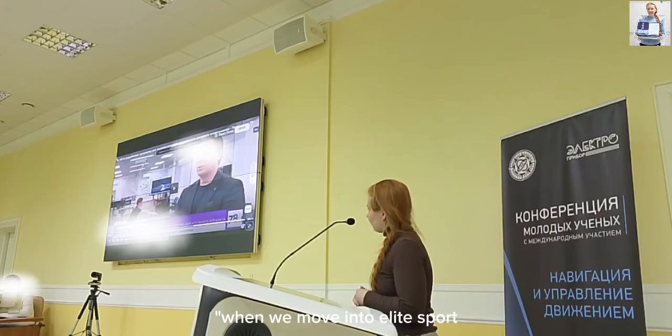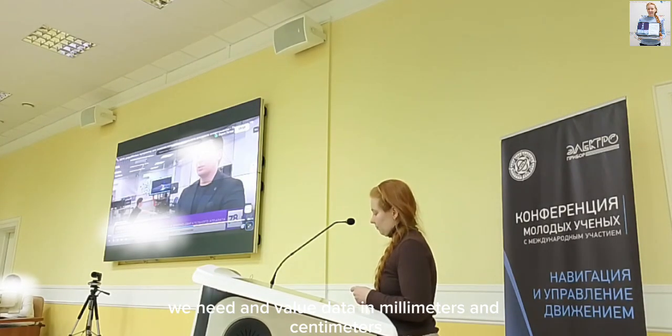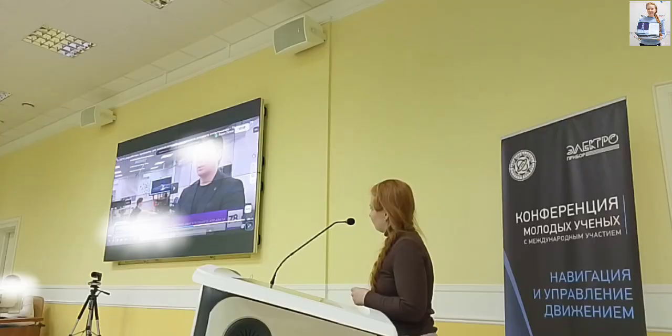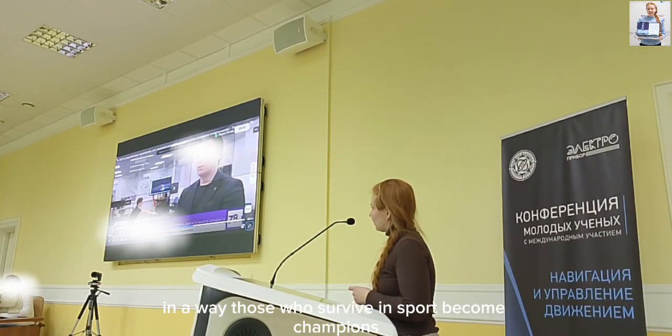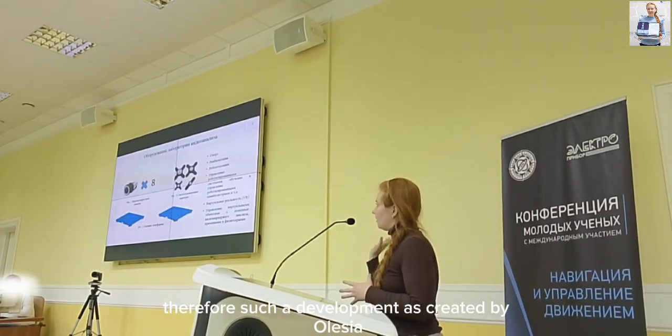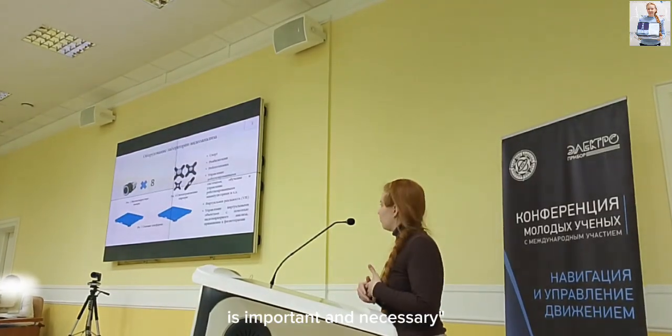When we move into elite sports, we need and value data in millimeters and centimeters during exercise execution. Training schools differ, they teach differently, and exercise technique suffers. Muscle, joints, and bones suffer. In a way, those who survive in sport became champions. Therefore, such a development as created by Olesia is important and necessary.